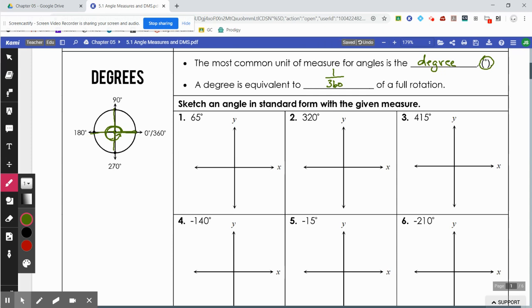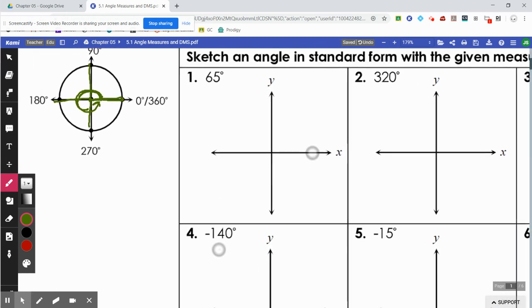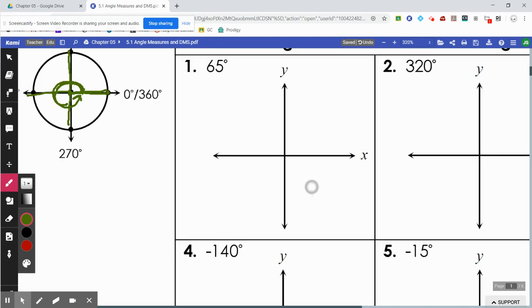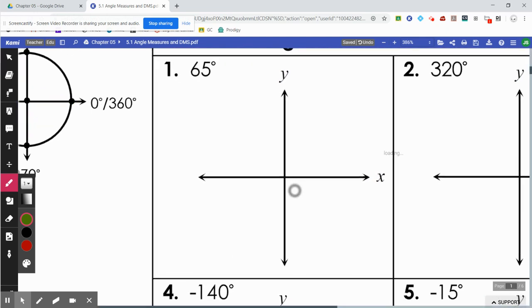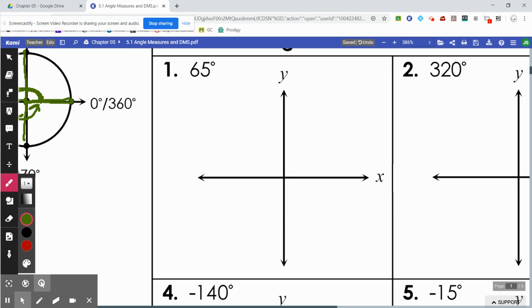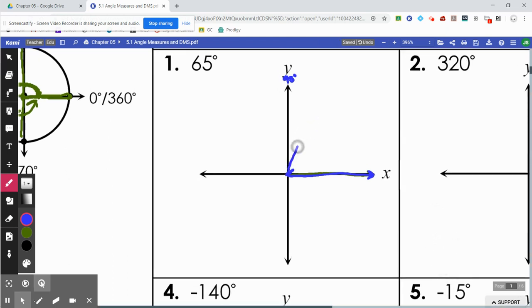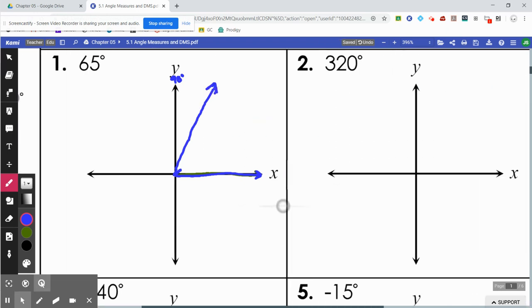So let's sketch each of these angles in standard form with a given measurement. These are not going to be exact, so we're just going to get as close as we can. Again, we're going to start along the positive x-axis and we're going to rotate. We know that here is a 90-degree angle. Halfway through would be half of 90, which is 45. So a 65 will be somewhere right along in here. Let's put an arrow for a ray there.